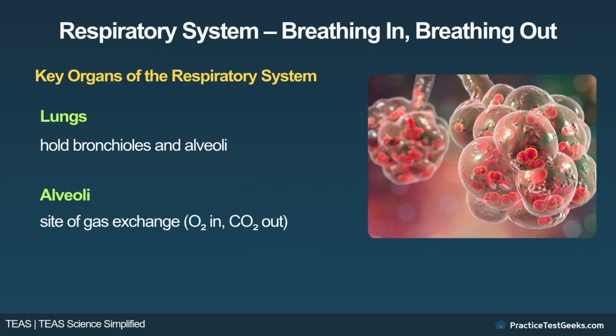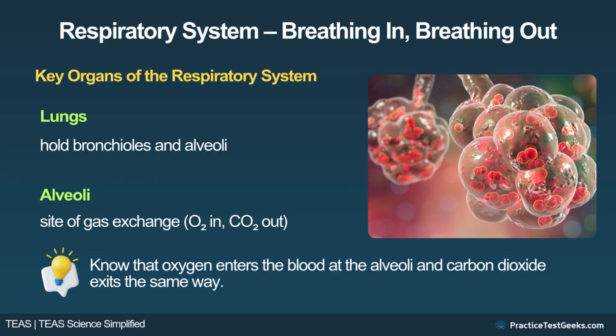5. Alveoli, or tiny air sacs. Finally, air reaches the alveoli, tiny balloon-like sacs at the ends of the bronchioles. This is where the magic happens: gas exchange. Oxygen passes into the blood through capillaries that wrap around the alveoli, and carbon dioxide leaves the blood to be exhaled. TEAS tip: make sure you know this.